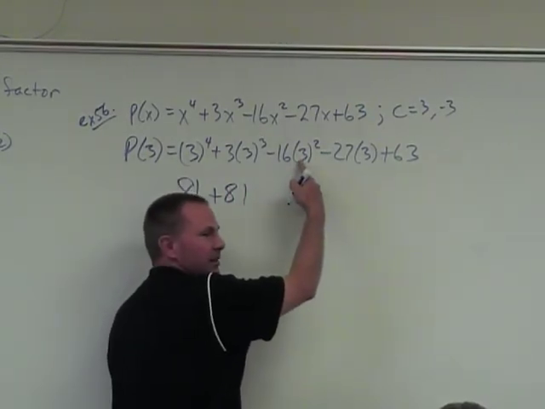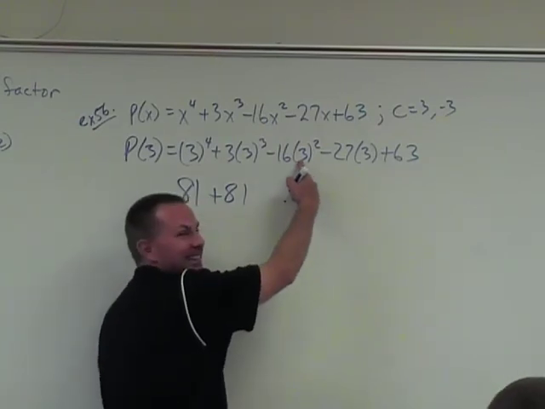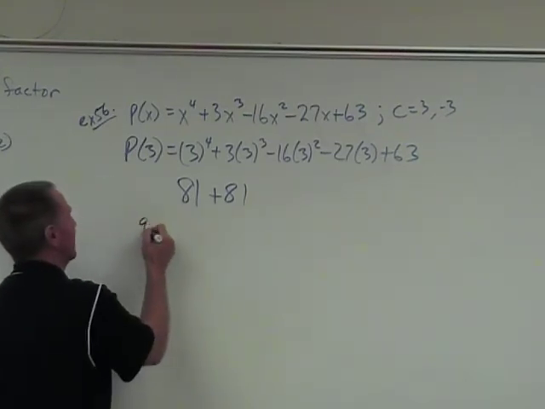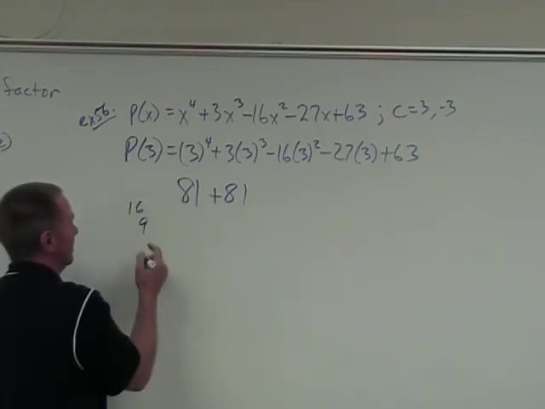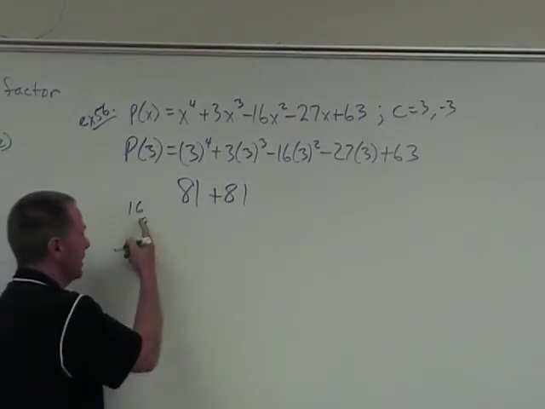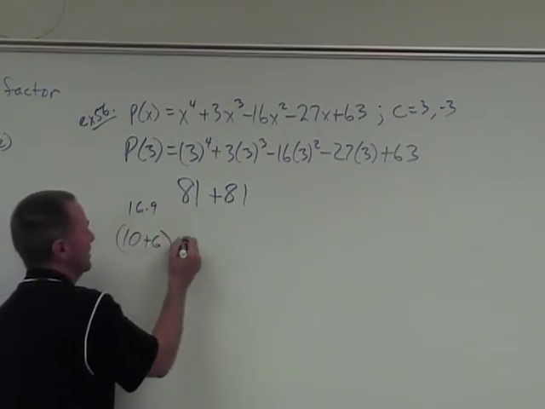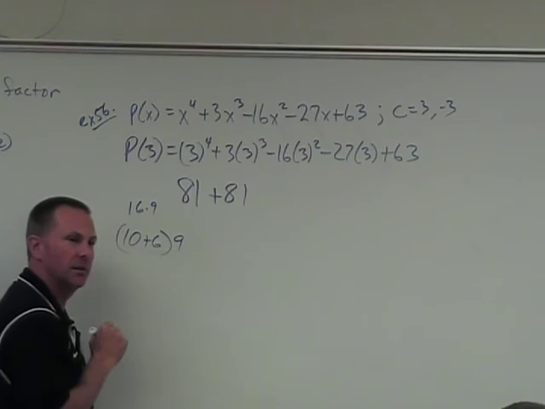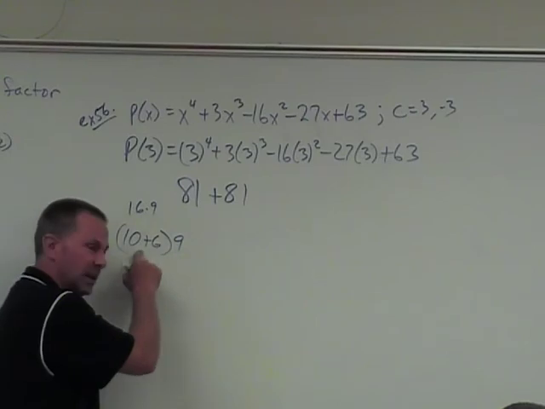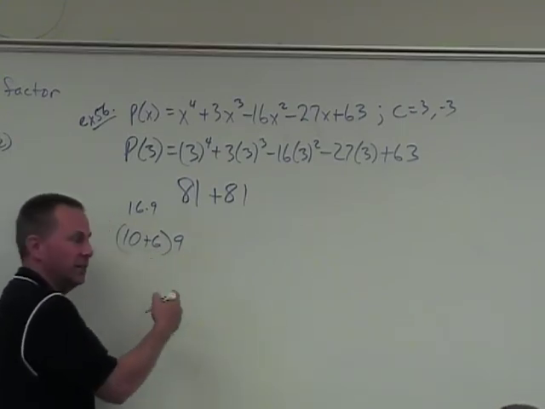What's 3 times 3? 9 times 16. Okay, come on guys. 9 times 16, isn't that 144? For those of you who didn't get that, isn't 9 times 16 or 16 times 9 the same thing as 10 plus 6 times 9? Yes? Look at it. What's 9 times 10? 9 times 6? 54. What's 90 plus 54?